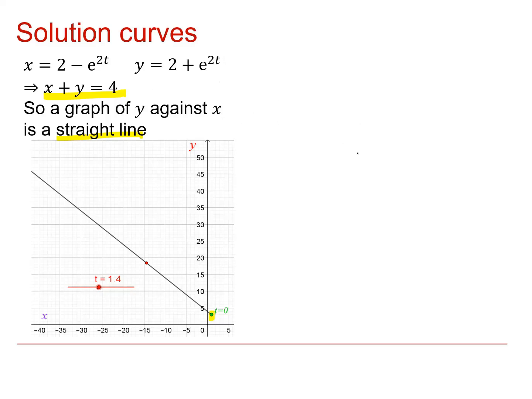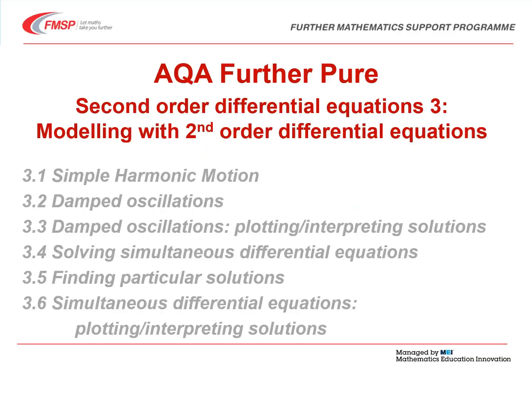So in summary then, when we're looking at the solution curves, it's useful to look at the individual curves, both for x against t and y against t, and also to try and establish a relationship between x and y, accepting that the equations we've got are parametric equations for x and y in terms of parameter t. So we also want to look at x against y. That was the final video in this sequence, second order differential equations 3, modelling with second order differential equations.